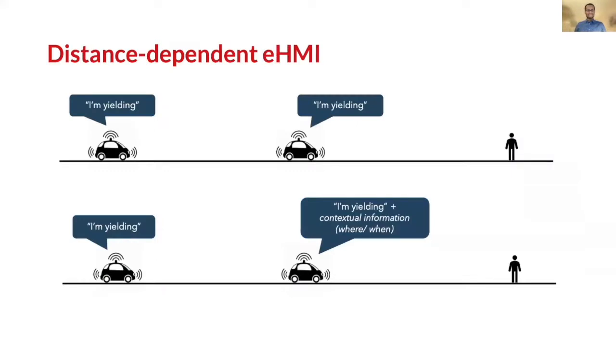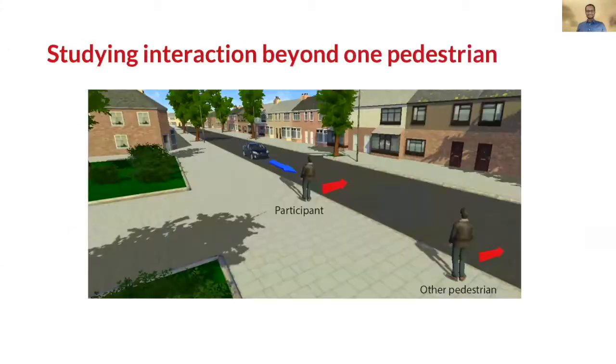In our past research, we have seen that to a certain extent, distance-dependent eHMIs can add some more resolution to the message context. If the automated vehicle shows a general yielding intention from a distance and adds more specific contextual information when it comes closer, like where or when it is yielding, it can improve the user experience by clarifying the yielding intention. We wanted to see if this finding can scale and extend to interactions beyond just one pedestrian.